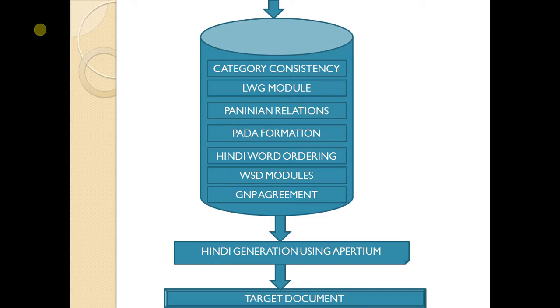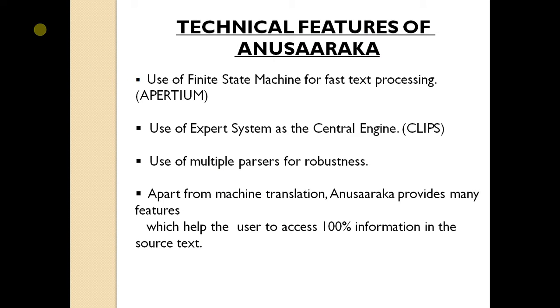This fact set module then passes the sentence to the modules which consist of category consistency, LWG module, Panini relation, pada formation, Hindi word ordering, WSD module, GNP agreement, which is further passed to Hindi generation using a Perl script, and we finally get the target document.